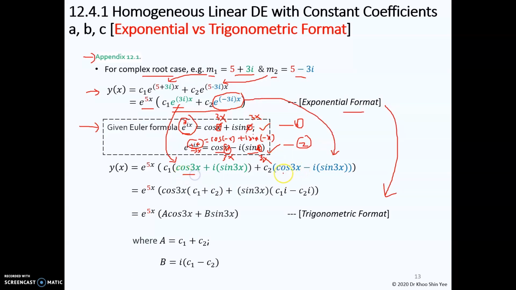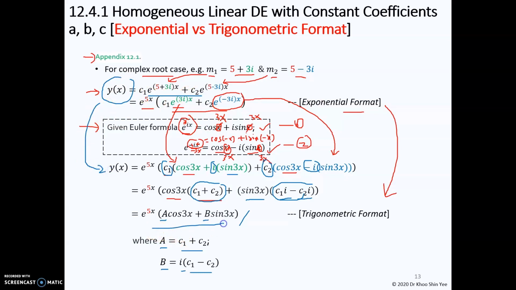With that, you can convert this to this format. Then you continue to collect the term for the cos 3x, where you have c1 plus c2 here. After that, you collect the term for the sin 3x, where you have c1 multiplied with i and c2 multiplied with negative i, which gives you negative c2i. Let the a equal to c1 plus c2, then we can replace this term with a. Let the b equal to i multiplied with c1 minus c2, then we can replace this with b. With that, we succeed in converting from the initial exponential format into the trigonometric format here.